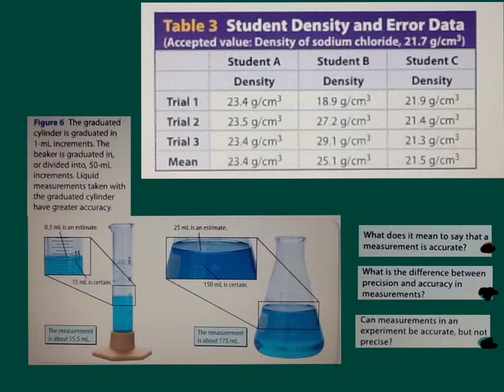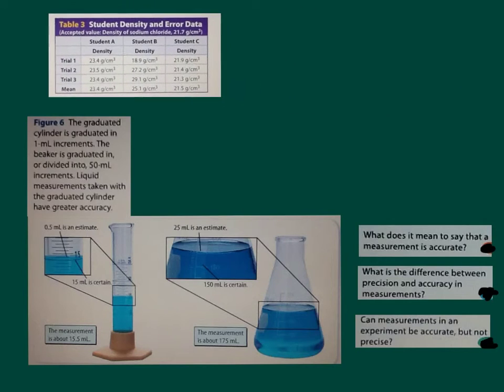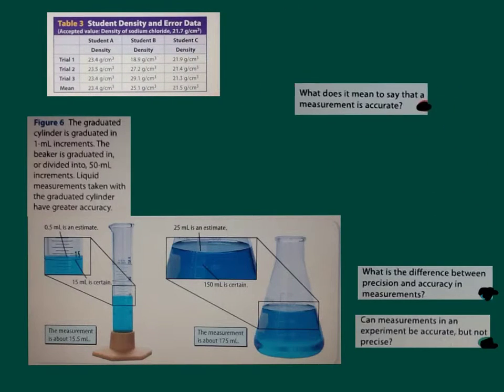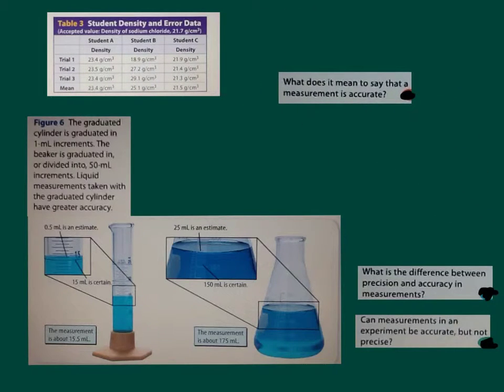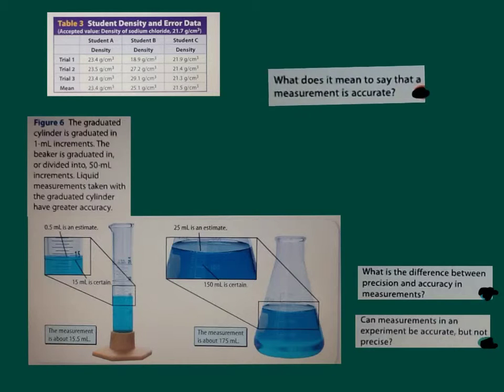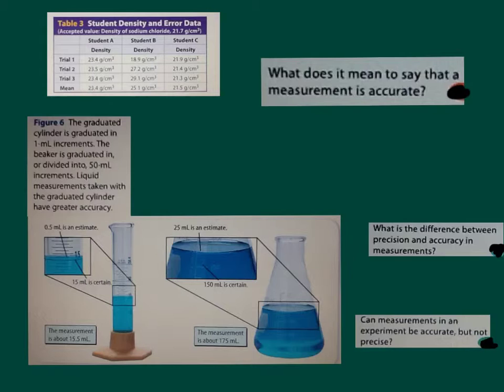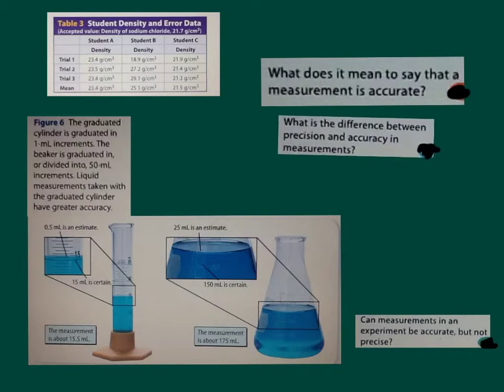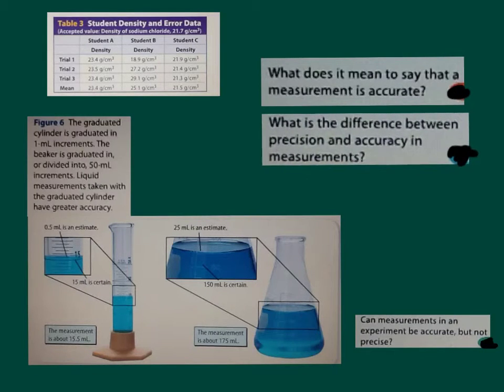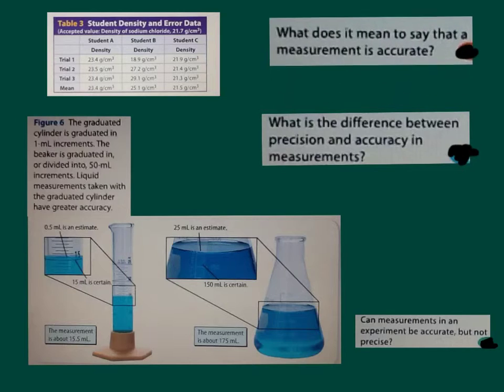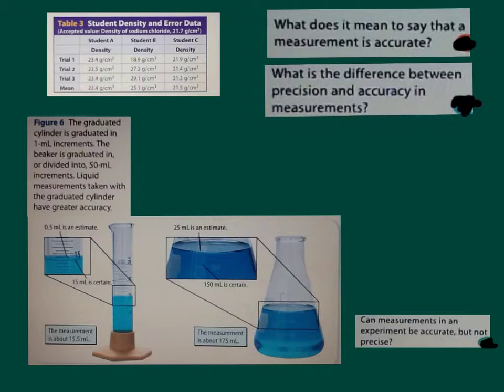Now I want to ask you the all-important questions as I've been doing. Please write these questions down and answer them in your science journal. What does it mean to say that a measurement is accurate? The next one. What is the difference between precision and accuracy in measurements? And the last one.